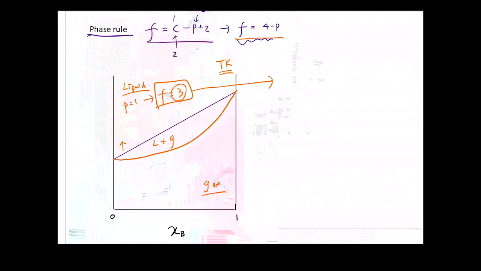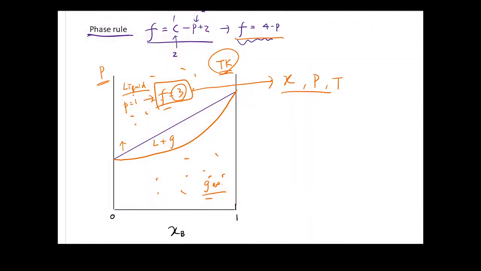The 3 variables you are going to need will be your chemical composition, X, and also you need to know your pressure, P, and the very last one is the temperature. So X, P, T are the things you need to fully describe any point in this plot. The same thing happens here for your pure gas form.